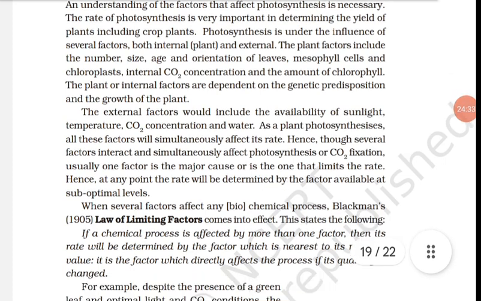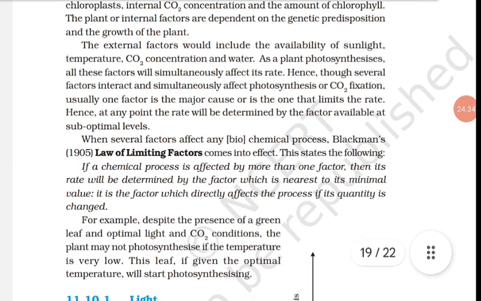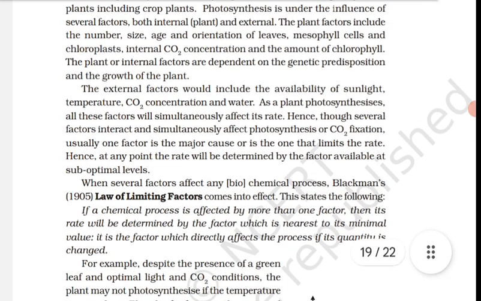Next factor is carbon dioxide concentration. Carbon dioxide is the major limiting factor for photosynthesis. The concentration of CO2 is very low in the atmosphere, between 0.03 and 0.04%. Increase in concentration up to 0.05% can cause an increase in CO2 fixation rates. Beyond this, the level can become damaging over longer periods.